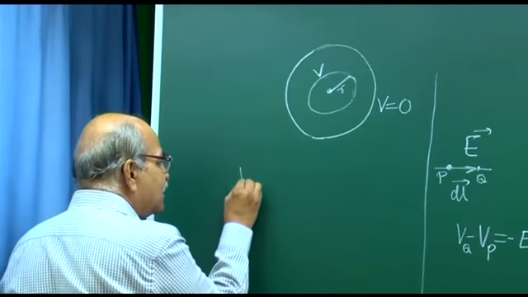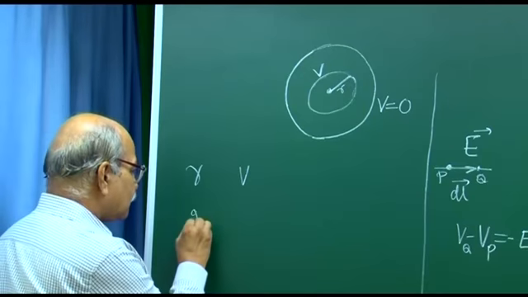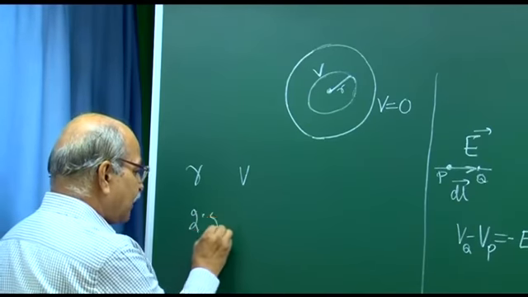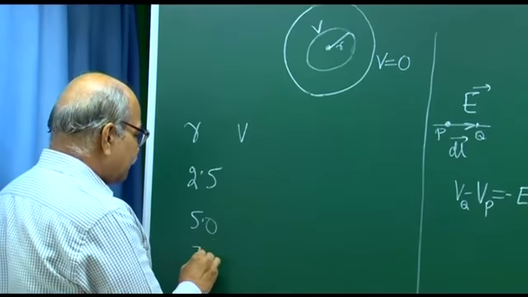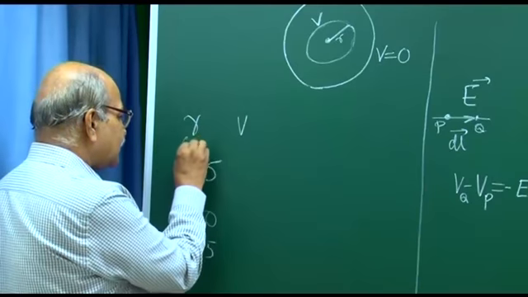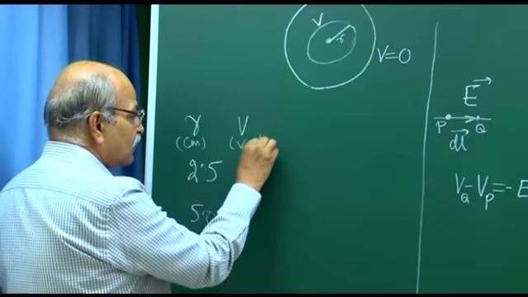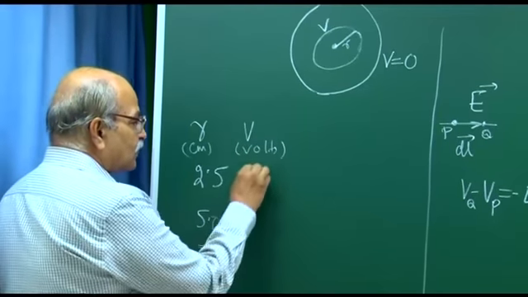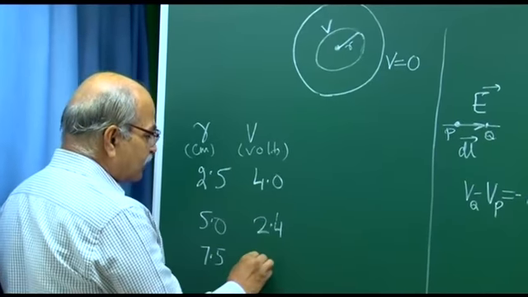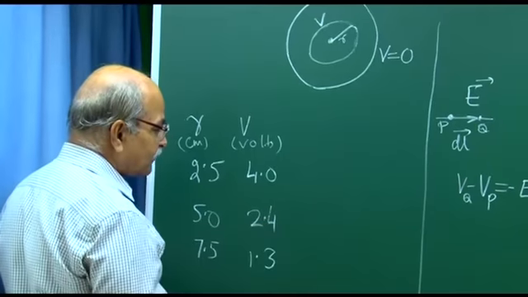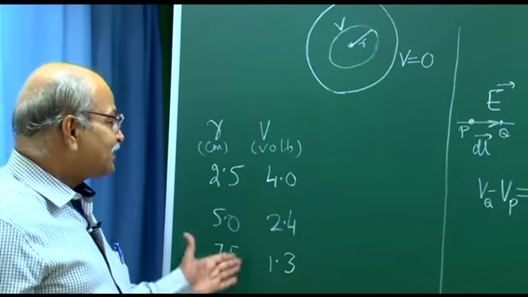So if I write V here and r here, we had three values, 2.5 centimeters, then 5 centimeters, and then 7.5 centimeters. So r is in centimeters and V is of course in volts. And what were the values? Around 4, around 2.4, and around 1.3. You have just 3 points here.